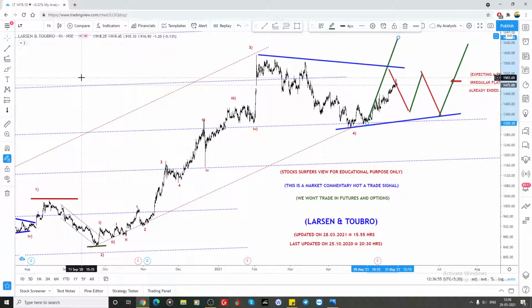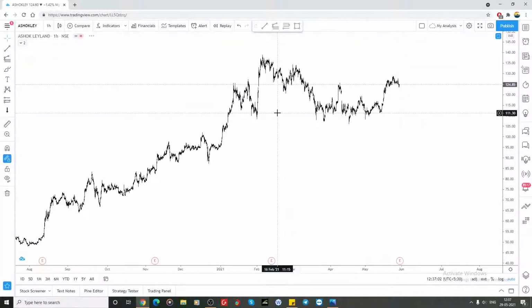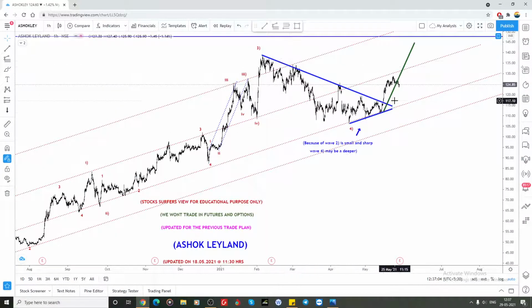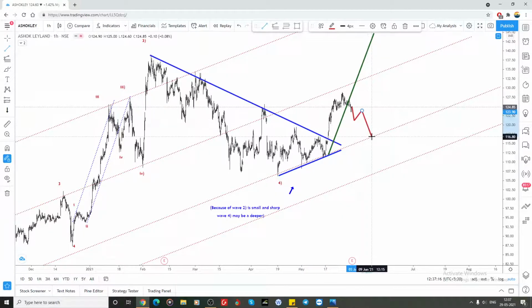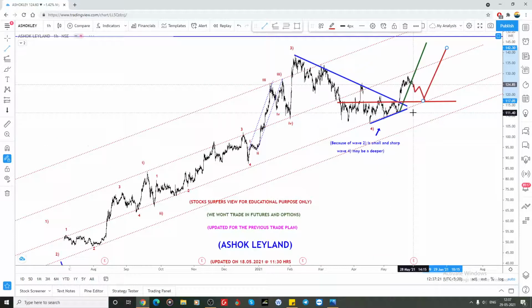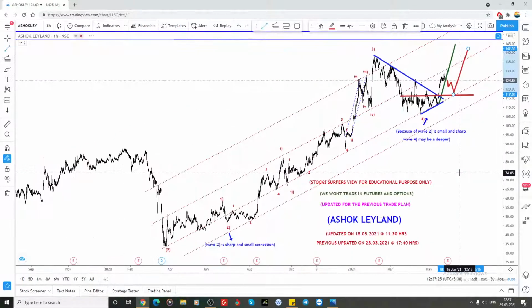So next is the automobile sector. It's Ashok Leyland. See, it's already broken, right? What I said from here, if this is a triangle of A, B, C, D, E, we need a 5-way structure, and after that I need a 3-way structure. So whether it is going to reach again to retest this zone before the bounce, or it could fall heavily, and at that time we will make this as a B, C.